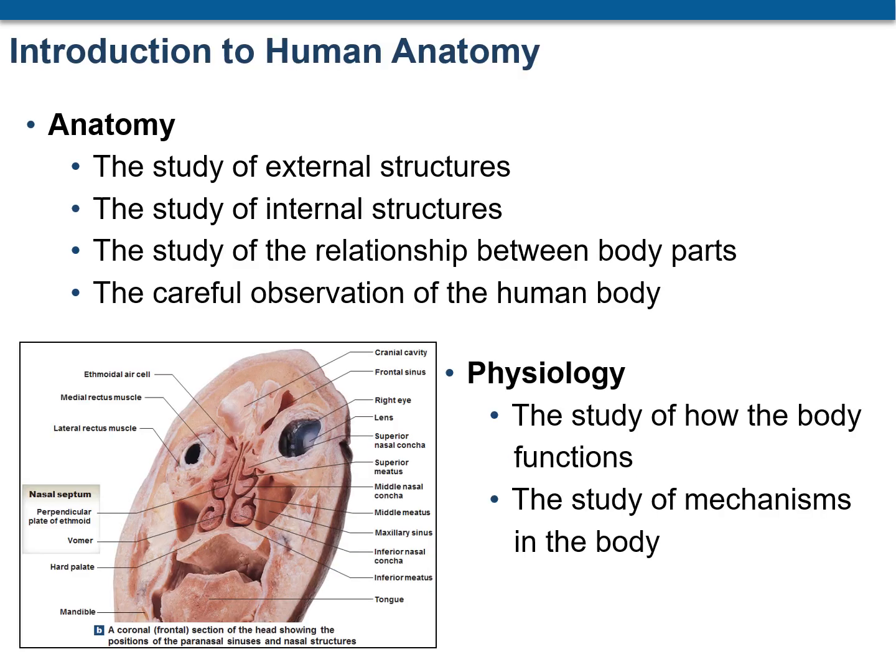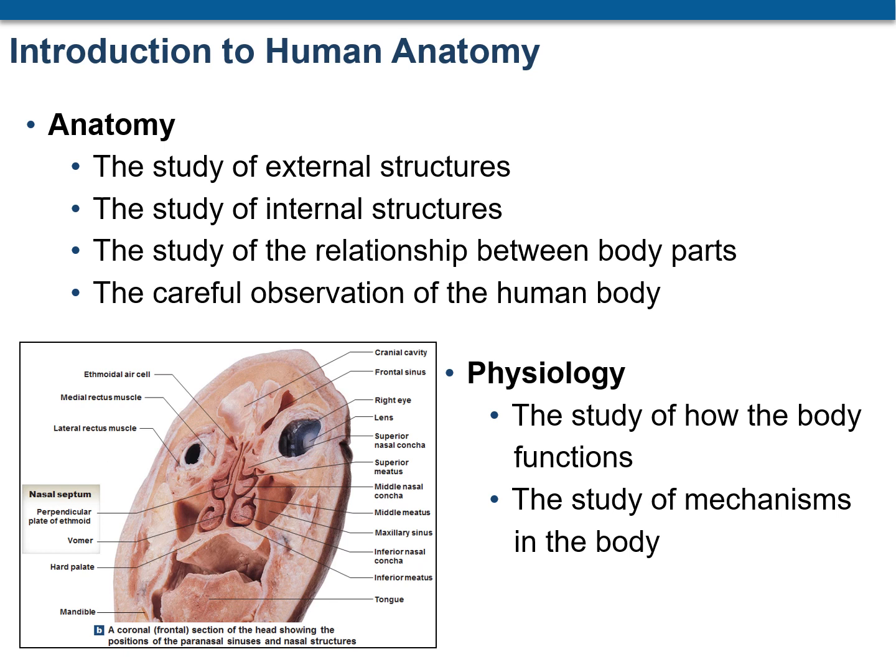In this slide, we are going to learn about two very important terms, anatomy and physiology. So what does the term anatomy mean? Anatomy is a branch of biology that involves the study of structures of living organisms and their body parts. So if it is human anatomy, that means it's the study of the human body.